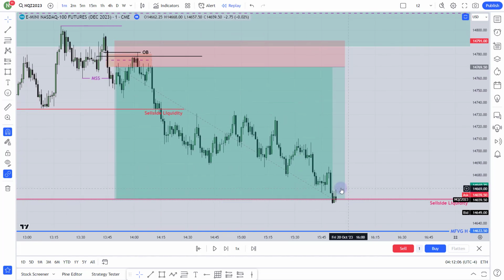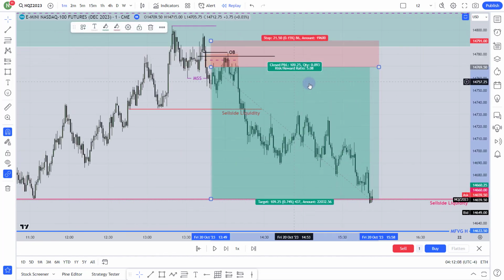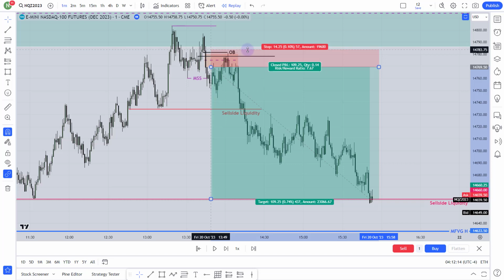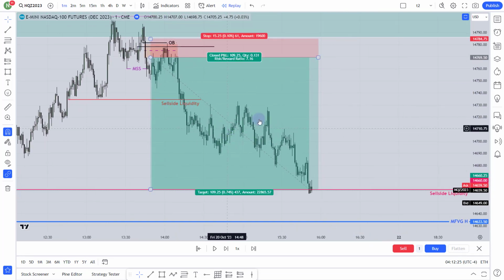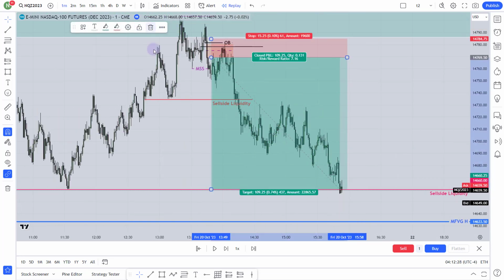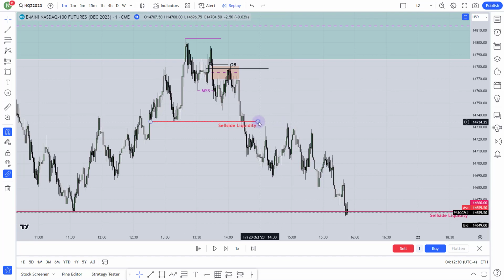So finally, it has taken the sell side liquidity, and if you look at the risk reward ratio, it's near about 1:5. I took this entry, and I have uploaded this to my Twitter. My stop loss was over there, but I wanted to put my stop loss over here, so that would be a 1:7 risk reward ratio. It's a very good entry, and this type of entry works most of the time. 90 to 95% of the time, I get a winning percentage from this entry.